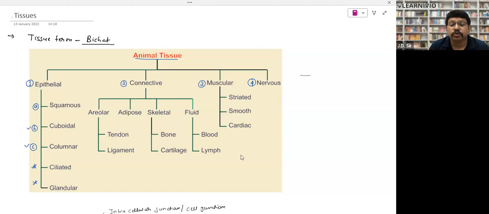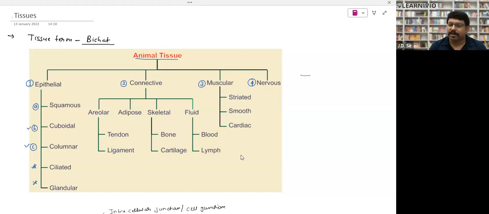Then come to the fluid. Those connective tissues which are in the form of fluid, right? So they are basically blood and lymph. Further come to the muscular tissue, right? Muscular tissues, in layman language, we call them muscles, right? So muscles are striated, smooth, and cardiac. They are different kinds of muscles. They give shape to our body. They help in the functioning of organs, right?